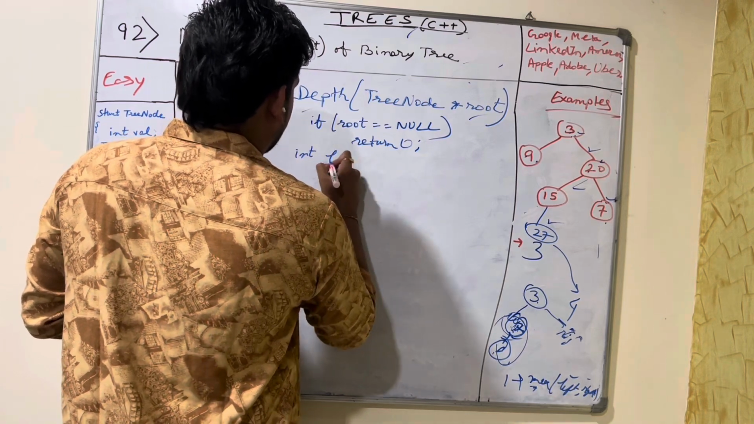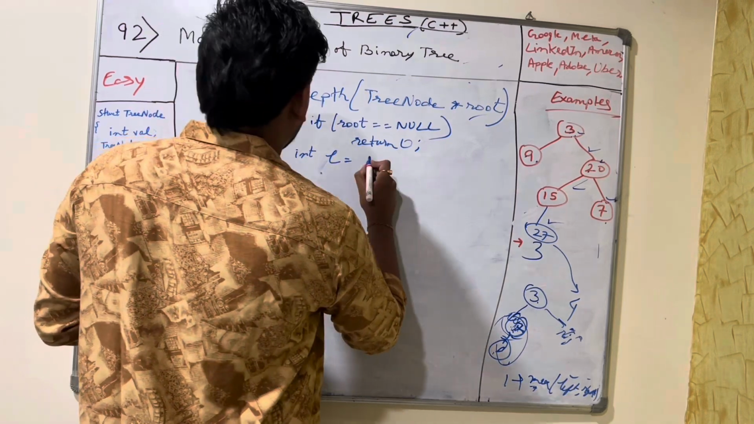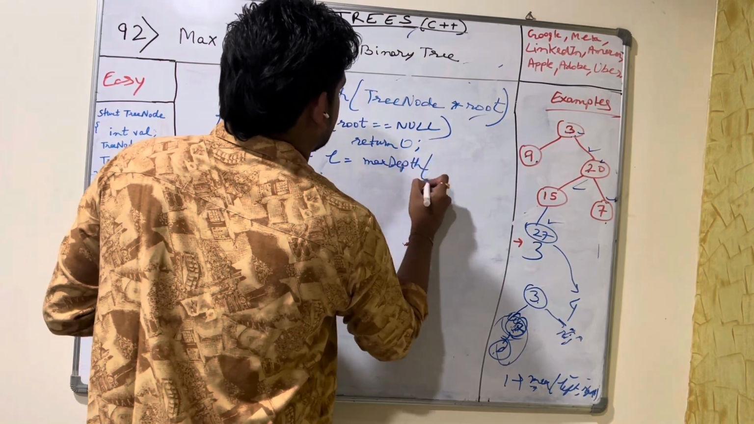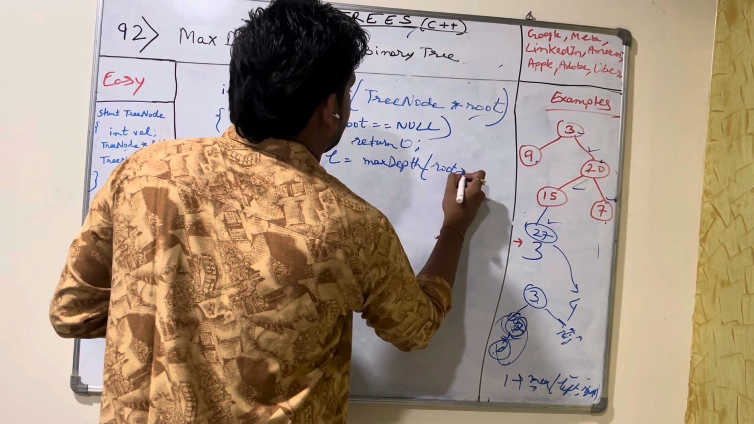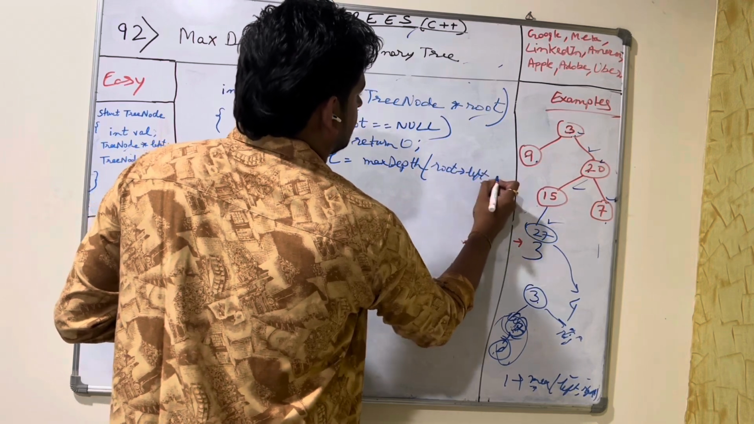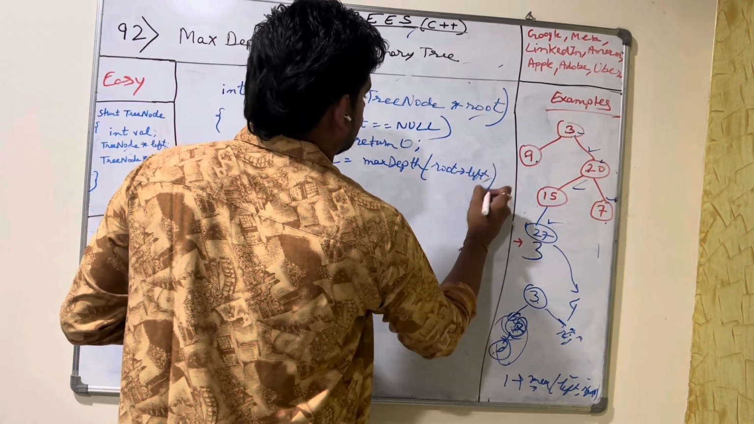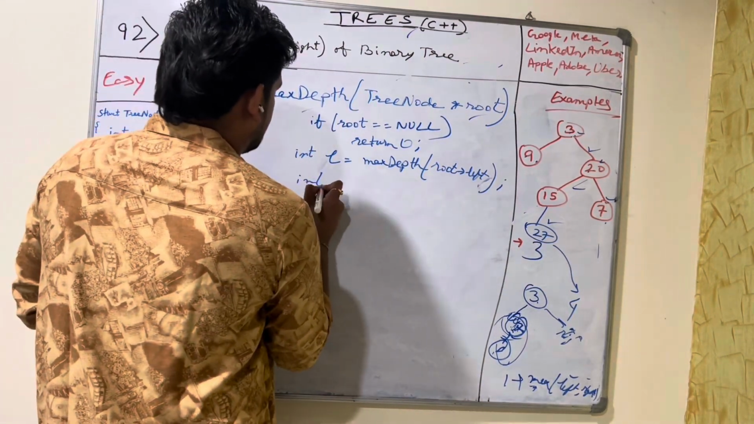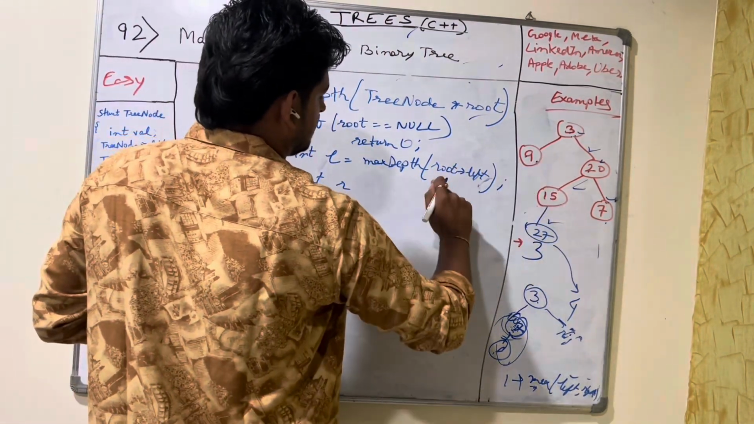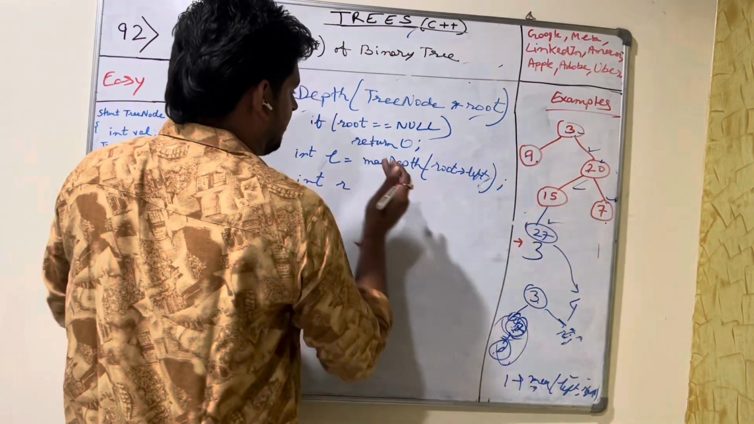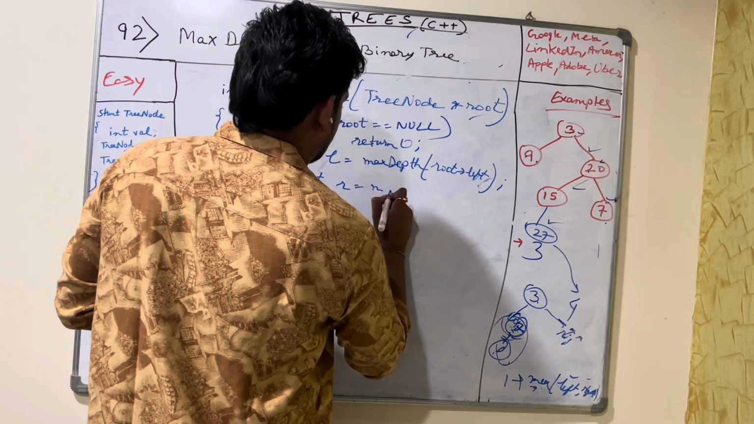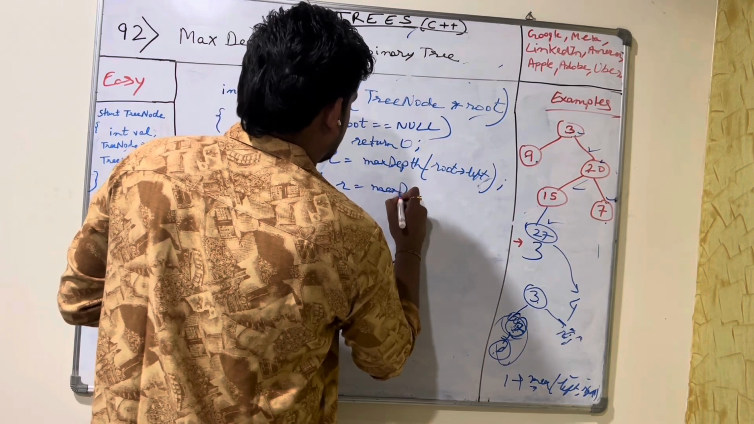int L, okay, and we call maxDepth and we pass root left. Go and find the left root height, okay, fine. Now I have asked this to find the left root height, it will find it and give me. I also want the right root height, okay, every time.